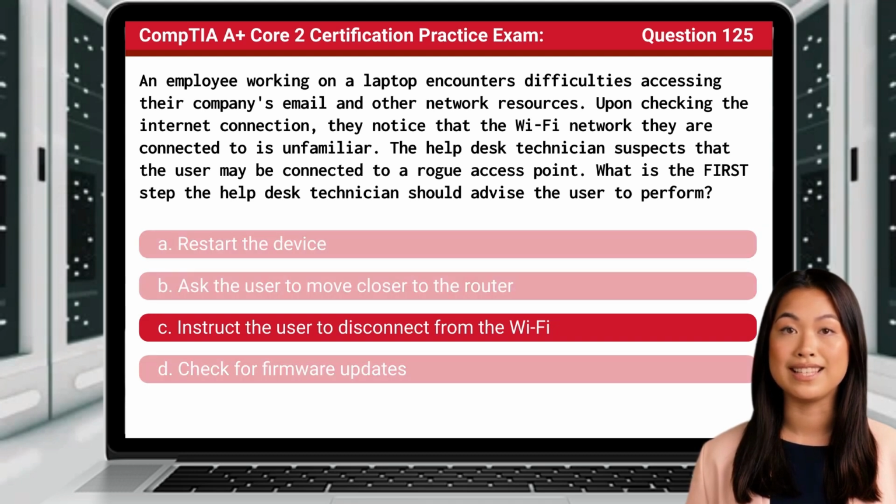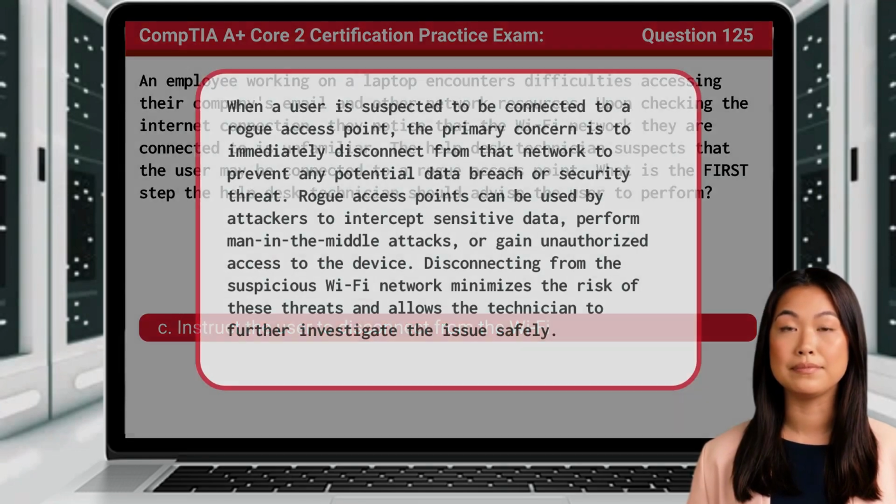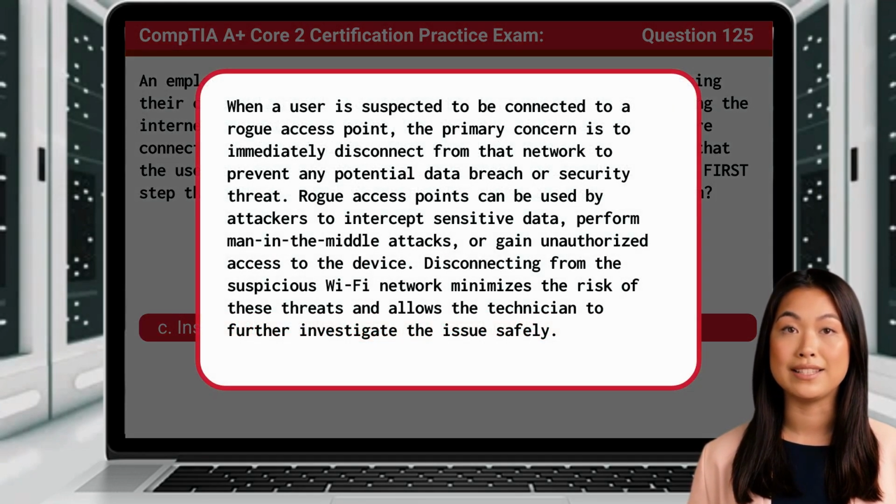The answer is C. Instruct the user to disconnect from the Wi-Fi. When a user is suspected to be connected to a rogue access point, the primary concern is to immediately disconnect from that network to prevent any potential data breach or security threat. Rogue access points can be used by attackers to intercept sensitive data, perform man-in-the-middle attacks, or gain unauthorized access to the device. Disconnecting from the suspicious Wi-Fi network minimizes the risk of these threats and allows the technician to further investigate the issue safely.